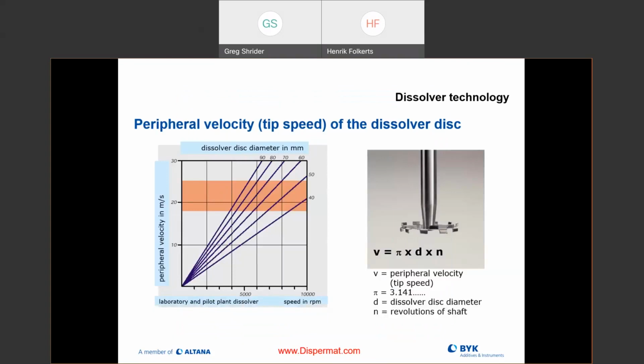So here, it's just a really good formula. You might want to write that down. It's how you calculate the tip speed. Your velocity is pi, multiplied by the diameter of your blade, and then also multiplied by the RPMs of your shaft. If you want to do this in metric, meters per second, you take the same formula, but you divide it by 60, and that will give you meters per second of tip speed.